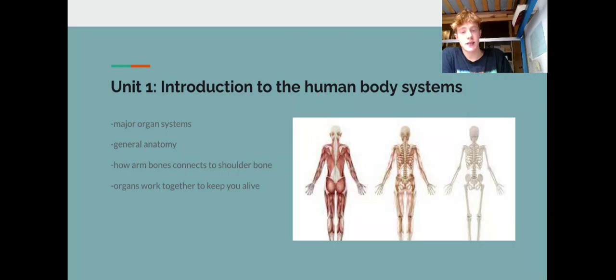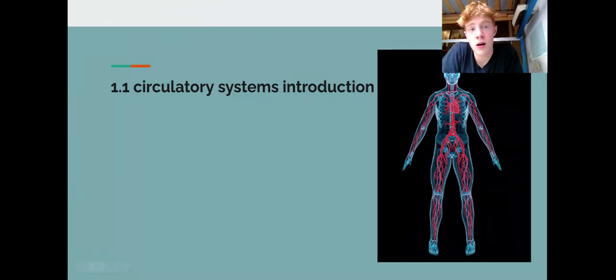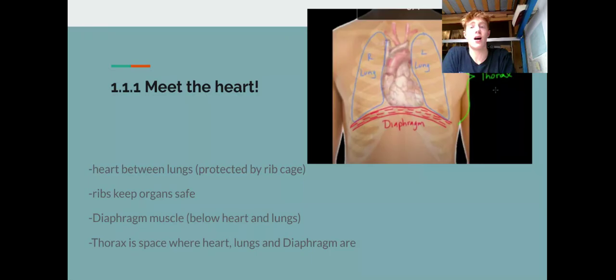But for the next 9 videos, we will just be talking about the circulatory system, meaning the heart, the veins and the arteries, how your blood gets oxygenated and goes through your body. It's very interesting. 1.1.1, so the very first chapter, is Meet the Heart. So I will be just introducing you guys to the heart. And yeah, so where is the heart?